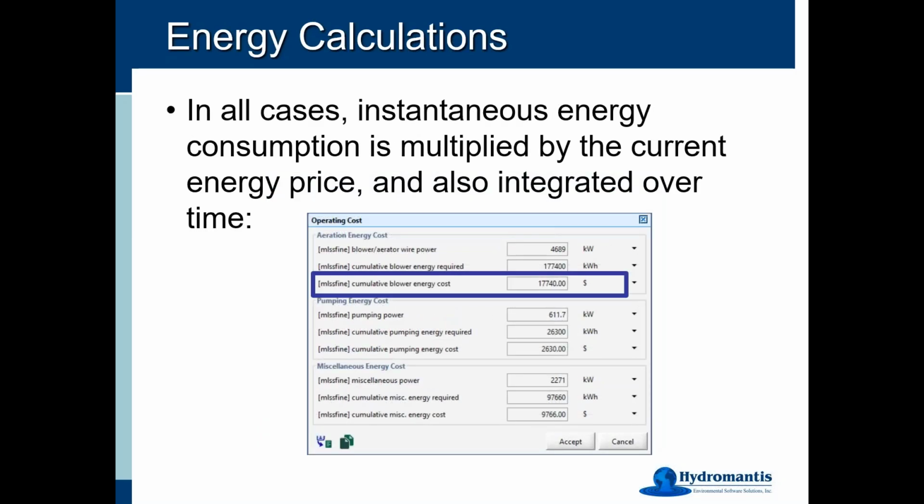Key thing to remember is that we're talking about instantaneous calculations for power. So when we integrate them over time, as the load changes and as the flow going through the plant changes, we are going to integrate that over time. So we can reflect the dynamic changes, and one of my examples that I'll show you here today does do that. When we are calculating the cost, we are also doing that on an instantaneous basis.